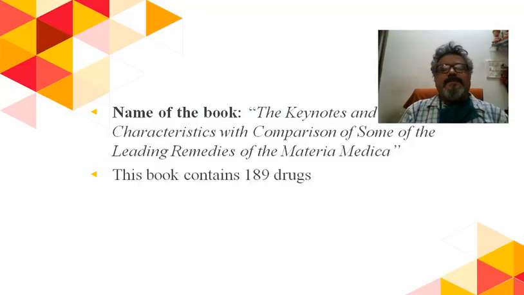So the name of the book is pretty big: The Keynotes and Characteristics with Comparison of Some of the Leading Remedies of the Materia Medica. And this book contains 189 drugs. So what Allen actually did. And there are so many additions of drugs that have been done by the publishers, but that is a different issue. The original book contains 189 drugs. So that is not a very small list, it is a pretty big list.